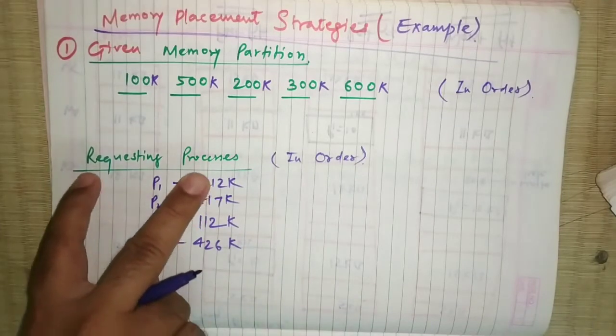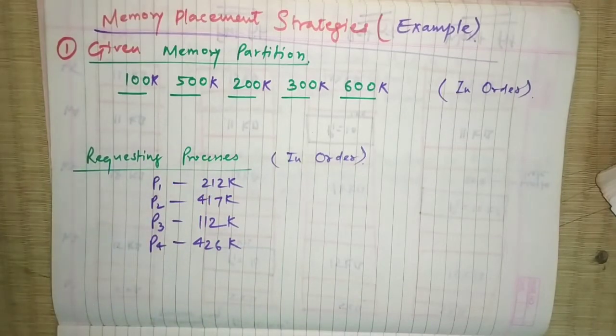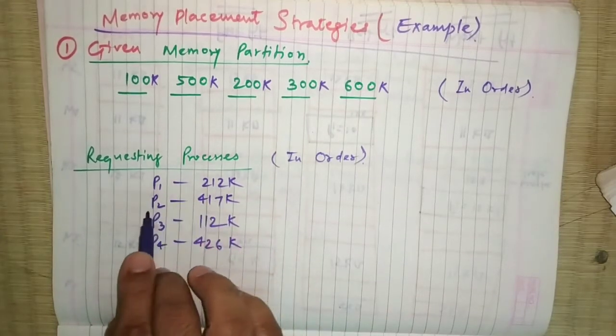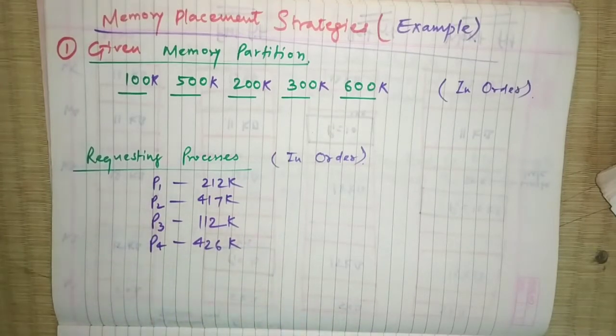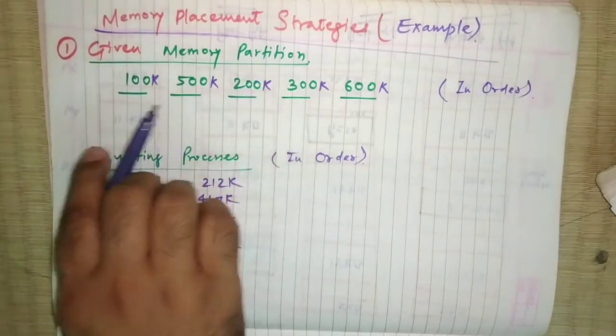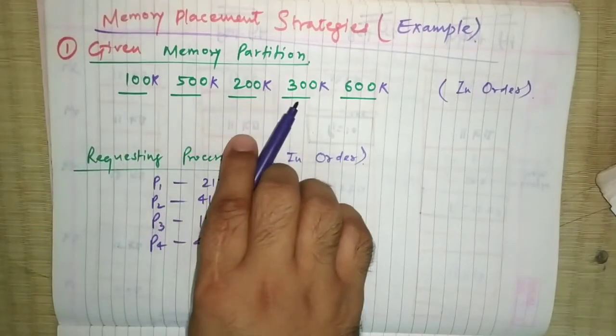Okay, and the requesting processes. In the previous video we saw only one example, that is process 1. But now we have 4 processes requesting different amounts of memory. You can see process 1 is requesting 212k, process 2 417k, process 3 112k, and process 4 426k. So all the processes have different requests, and the given memory partitions are 100k, 500k, 200k, 300k and 600k.